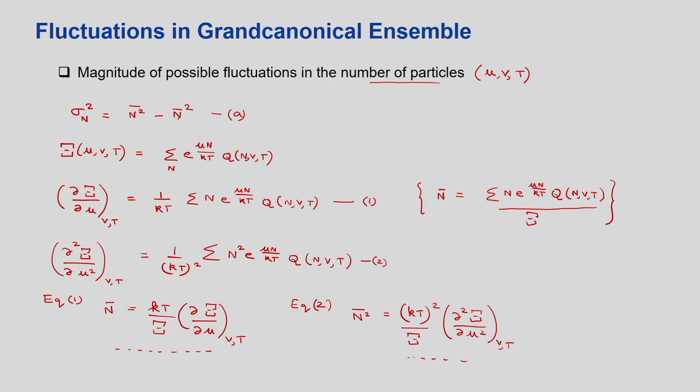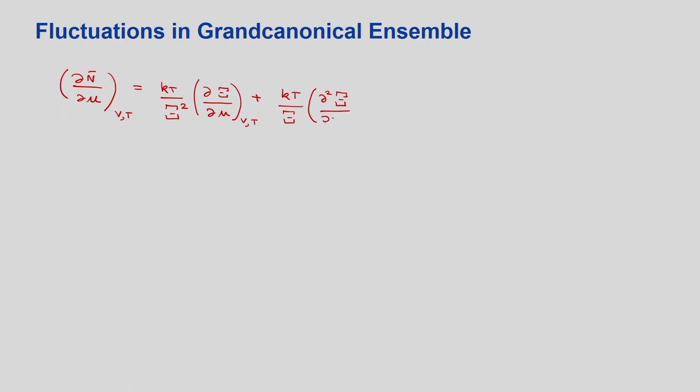Where it is n bar, I require n bar square, so I will just square it. Let us see what we get. So I can also write it in this manner: d n bar by d mu equals kT into the square of the partition function, then ∂ of the partition function with respect to mu, keeping the volume and temperature constant, plus kT upon ∂ square with respect to mu square, keeping volume and temperature constant.